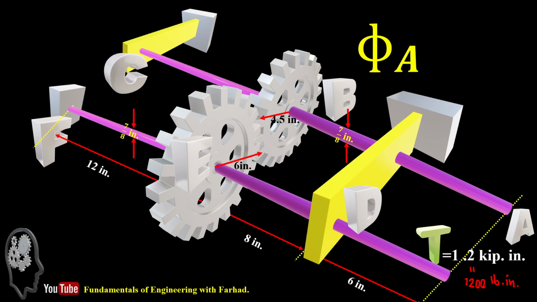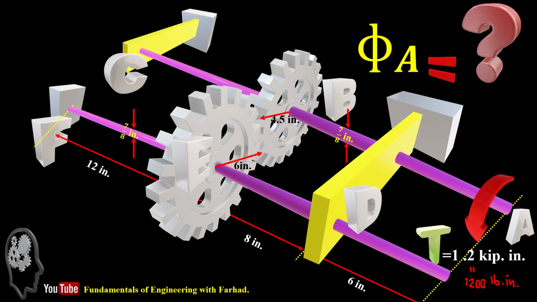In this configuration, we have a combination of shafts and gears, which is free at one end and fixed at the other. We want to calculate the angle of twist at free end A if it happens to handle a torsional torque of 1200 pound-inches. In such a problem, we can easily see the same.